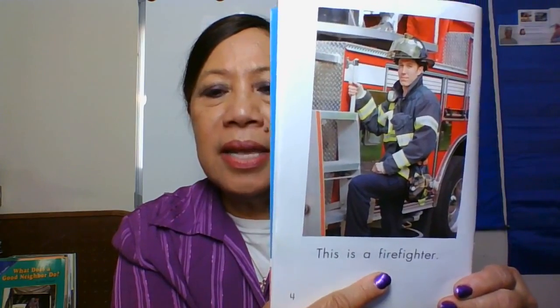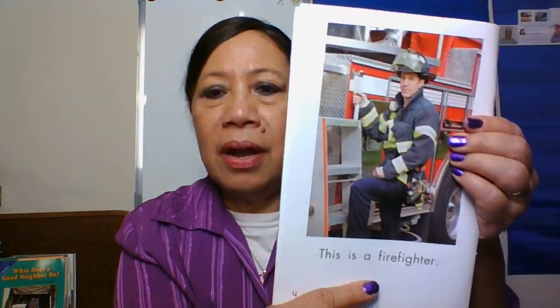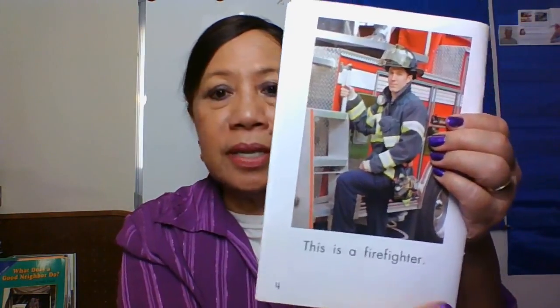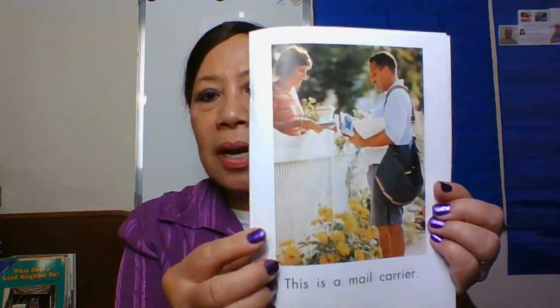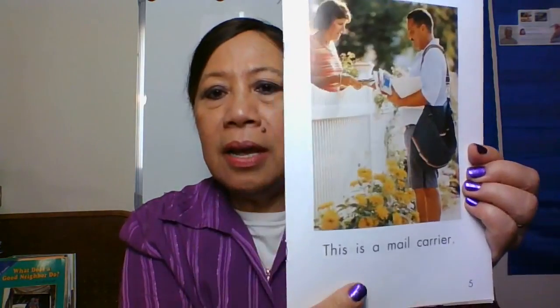This is a firefighter. Your turn to read the same sentence. Get ready. This is a firefighter. Good job. Next, let's take a look. This is a mail carrier. Your turn to read. This is a mail carrier. Look, he's carrying the mail, delivering the mail to this person. Next.